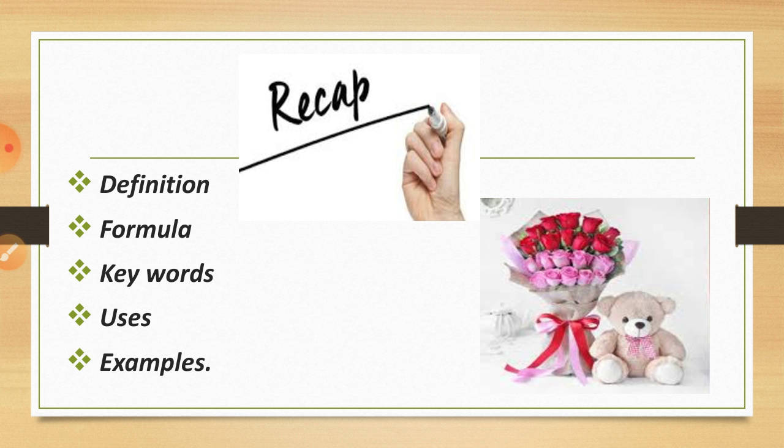Okay. So what keywords are used for simple future tense? Soon, in 2021, next week, next month, next year, tomorrow, in future. So these are the keywords for simple future tense. And what are the uses for simple future tense? We can expect the future event and it tells about an action that will take place in the future.